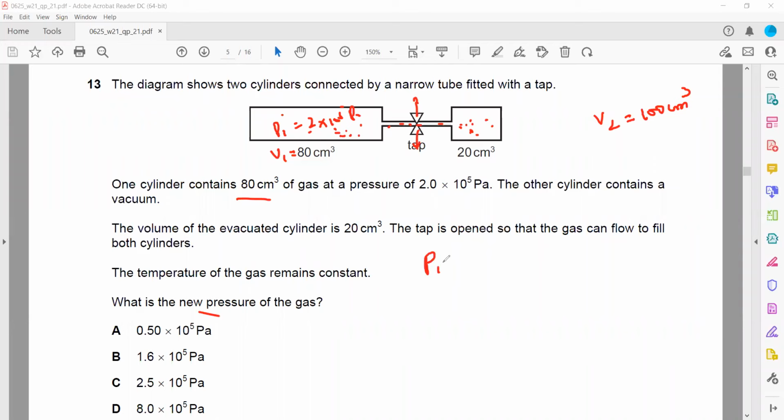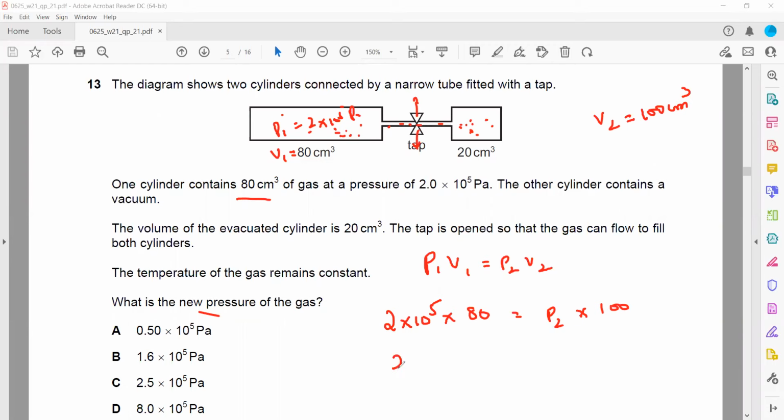Whenever the temperature of a gas is not changing, we will always use the formula P1 V1 equals P2 V2. P1 is the first pressure, which is 2 into 10 to the power 5 Pascal, that is 200,000 Pascal. V1 is the first volume, which is 80 cm cube. P2 is the second pressure, we don't know. And V2 is the second volume, so that will be 100.